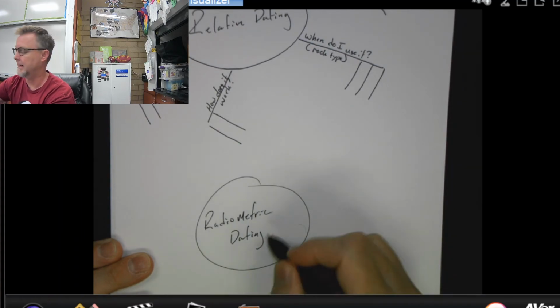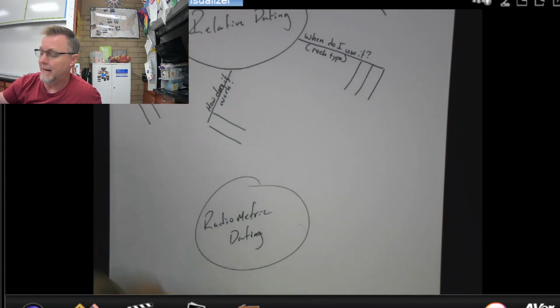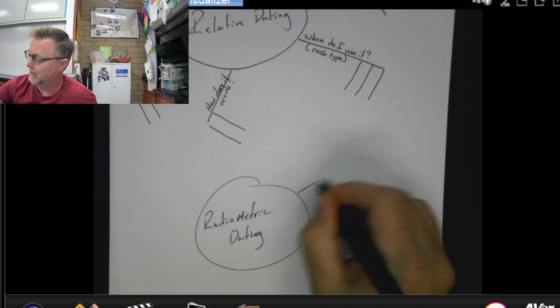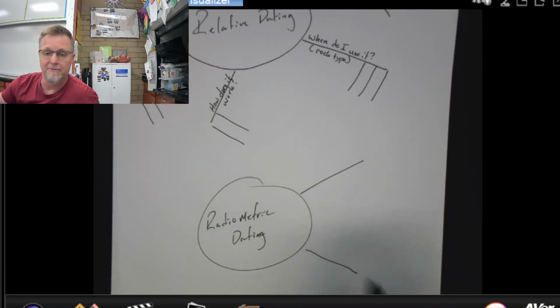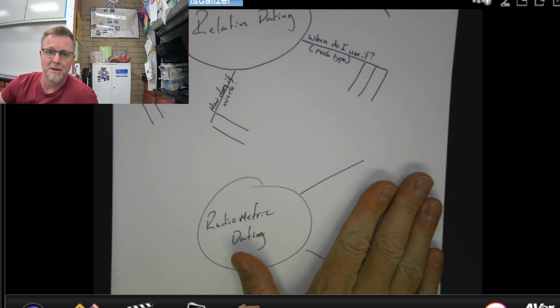Now I want you to ask the exact same questions that you just asked of your relative dating around the circle for radiometric dating. So go ahead and literally copy the flags that you just made from the first concept wheel down here on the bottom. Once you have that all set up, it's research time. Grab your book, get online, and start answering those questions.